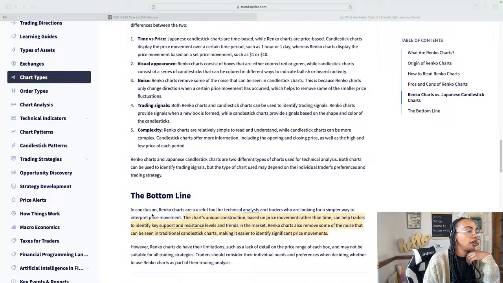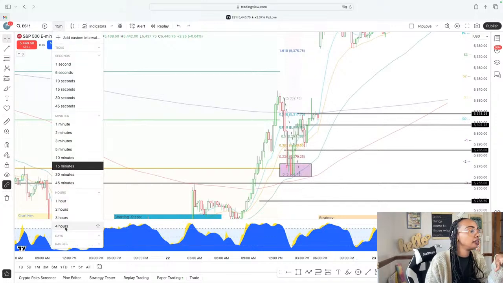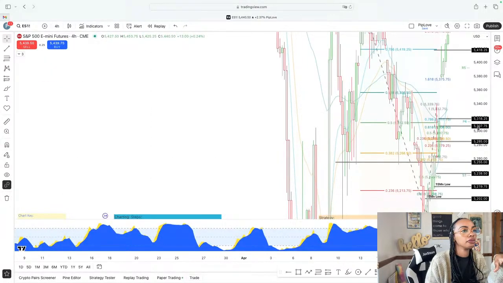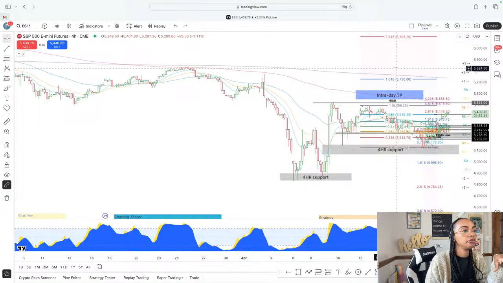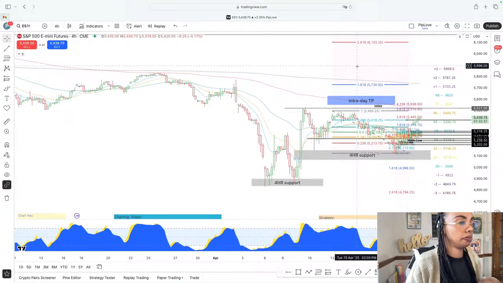So Renko charts are a useful tool for technical analysts and traders who are looking for a simpler way to interpret price movement. Right? They do have their limitations. We definitely still have to keep our regular charts, our candlesticks, on our charts.